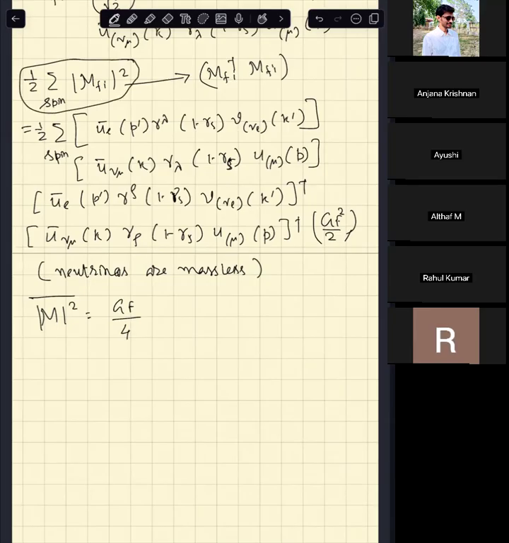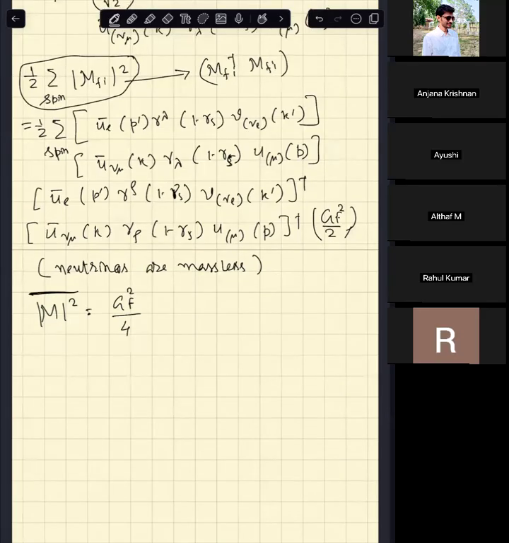So this quantity is the mod M square average. That's why I put the bar here. Bar stands for the average here. So this will be GF square by 4.